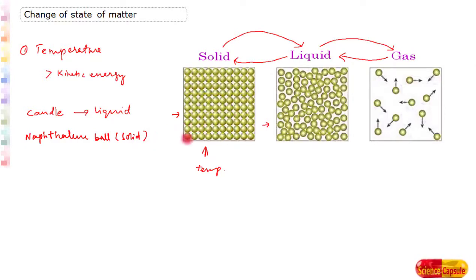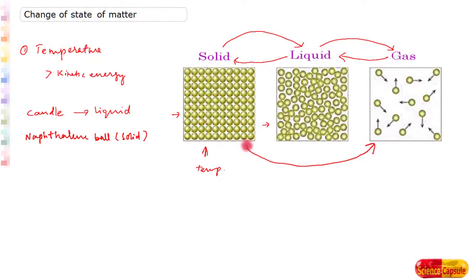Here what happens? The naphthalene ball gains temperature from the surrounding. This temperature increases the kinetic energy. When the kinetic energy is increased in the particles of the naphthalene ball, then they push the surrounding particles. As a result of this, the particles get some more spaces. If the spaces available between the particles correspond to the intermolecular space of liquid, then it will become liquid. But in case of naphthalene, it does not change into liquid, it directly changes from solid to gas.